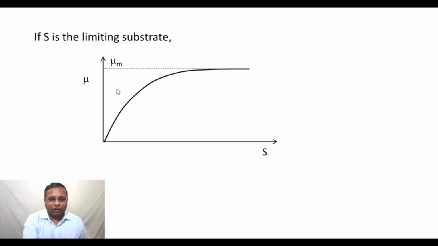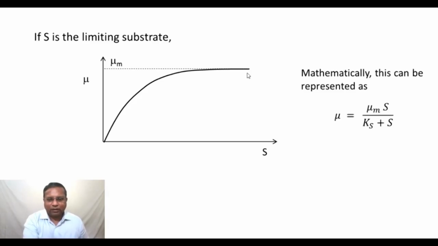There is a way of mathematically representing this. This is a rectangular hyperbola, so a rectangular hyperbola equation would describe this appropriately, and this is the equation we are talking about. Mu equals mu m, the maximum value here, times S divided by Ks plus S would describe this kind of behavior. This is the well-known Monod model, which gives the effect of substrate concentration on the growth rate of cells.